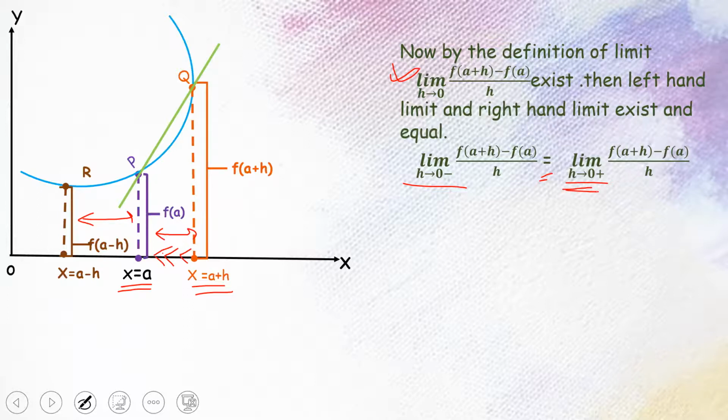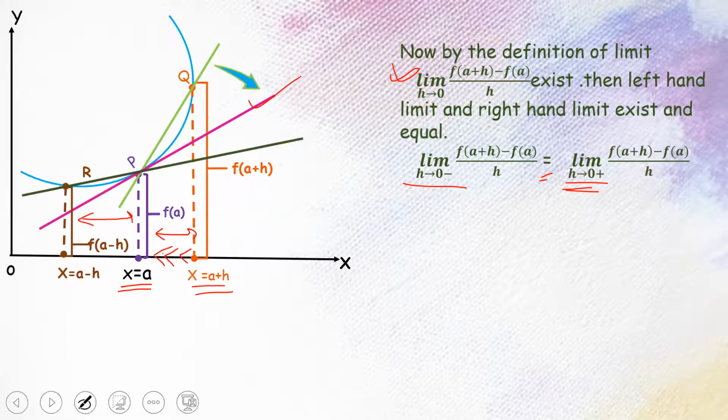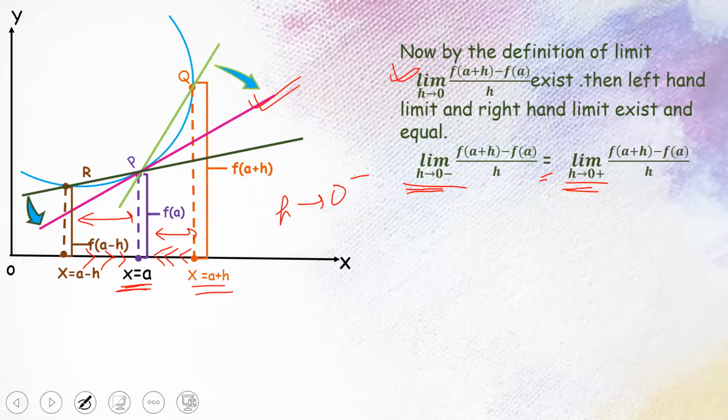Then what happened? This line PQ ultimately transforms into the tangent at P, as we know. And let's check the left hand limit. That is, if we join PR and move this point towards P, that is h tends to 0 minus, from the left hand side of x equals a. Then again this line RP will change to the tangent at the point P.